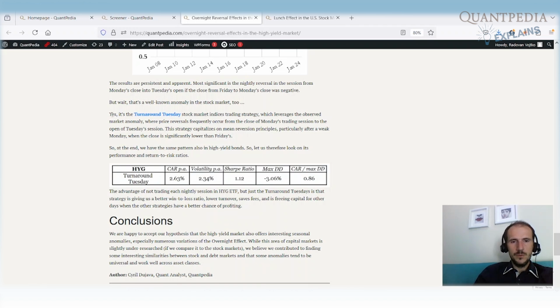Yes, it's the turnaround Tuesday. The turnaround Tuesday is a stock market trading strategy, and it leverages the observed anomaly where price reversals frequently occur at the close of the Monday's trading session. The reason for that is that a lot of the time bad things happen over the weekend. A lot of the time when there is stress in the market, this stress culminates on the Friday before the weekend, because a lot of people want to get out of the equities or out of the risky assets.